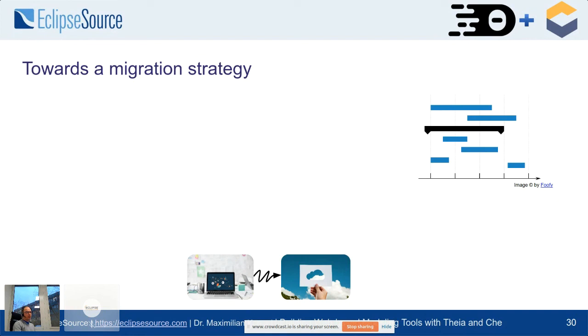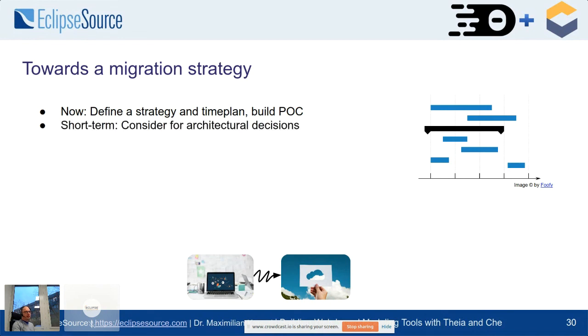So what we found quite useful with customers is to start first with defining a strategy and a time plan, and building a proof of concept to see that your tool could actually work in such a setup. And then in the short term, consider the migration that will come in the future for architectural decisions in your desktop-based tool. An example for that is if you would build an analysis component, you would already use a web-based framework to do that and just retrofit that into your tool.